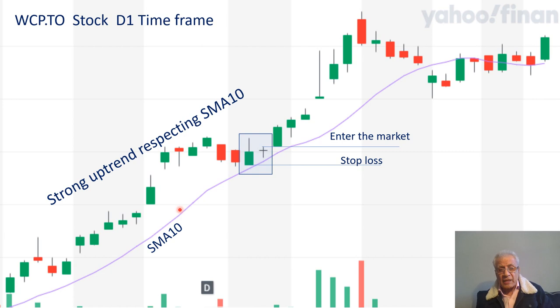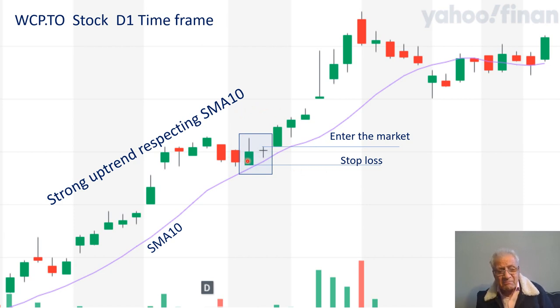For example, if the price is trending strongly like this, wait for the price to pull back toward the moving average. Look at this price, it's pulling back toward the moving average, and wait for the formation of this inside bar. When the inside bar forms, wait for the price to break the high of the inside bar. You see, this is the high of the inside bar, and the price breaks it. You enter the market exactly at the high of the inside bar, and you put your stop loss at the low of the mother bar. So you can enter the market like this.